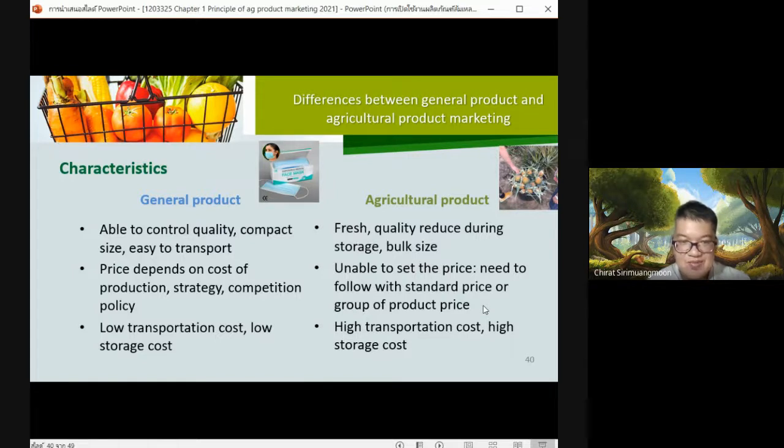Then the last one: low transportation cost and low storage cost, because it's already processed. But agricultural products have higher transportation costs and higher storage costs because you need to control the temperature and maintain the quality. So that is the problem of agricultural products.